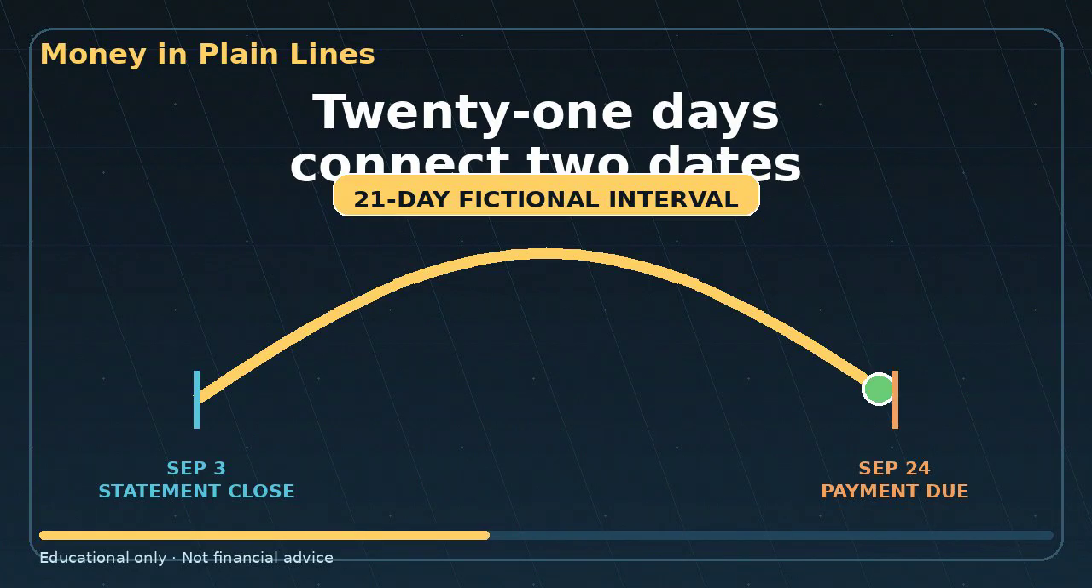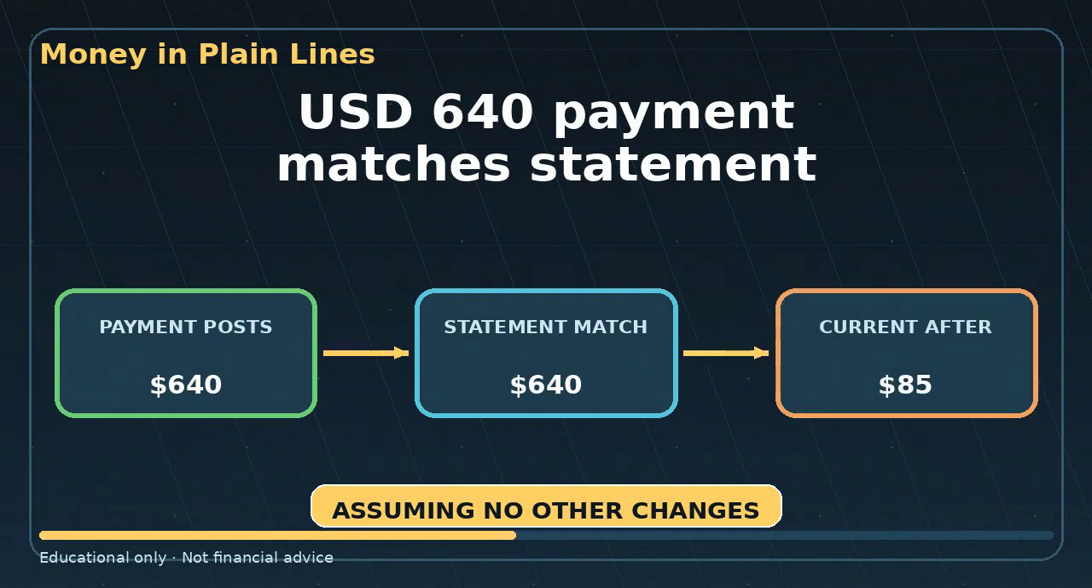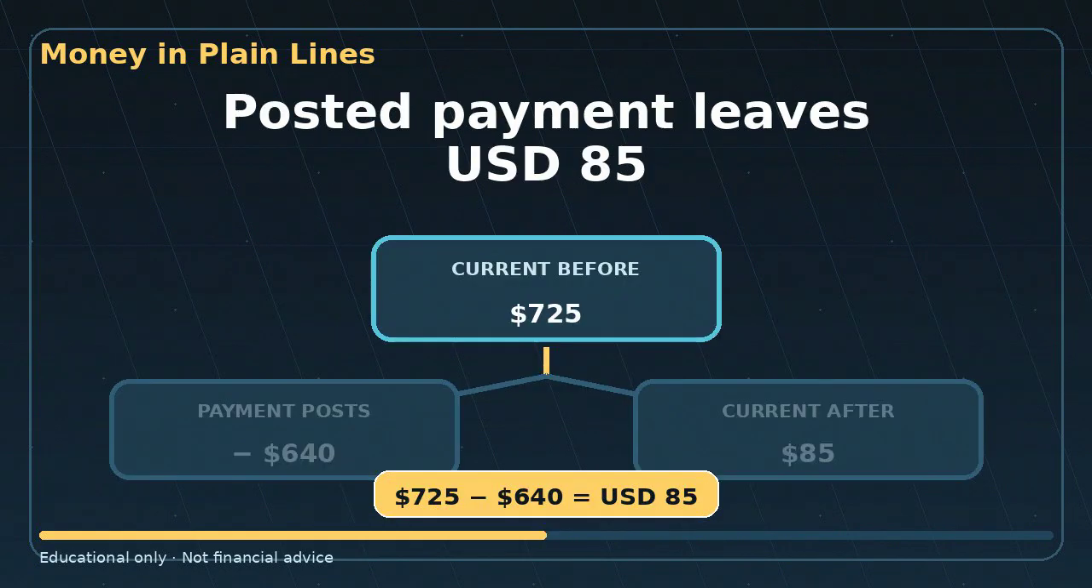Now suppose a $640 payment posts before the fictional due date. With no fees, interest, credits, returns, other purchases, or other payments in this simplified sequence, that payment matches the $640 statement balance. Because the $85 bookstore purchase belongs to later activity, the current balance would then display $85 after the payment posts. This result depends on the stated assumptions.